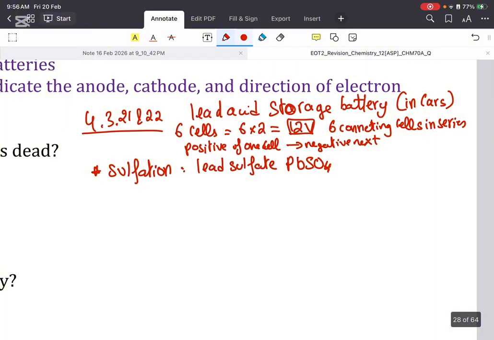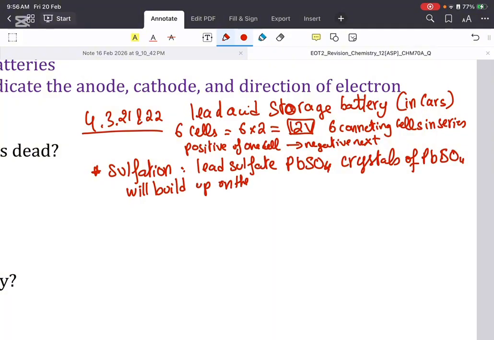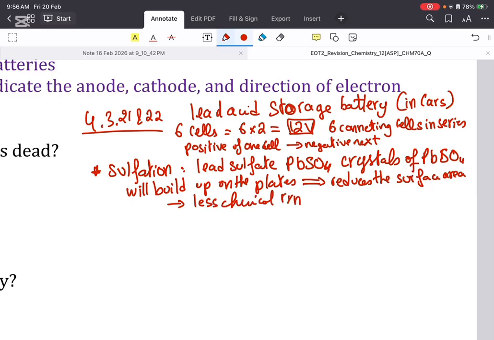So crystals of lead sulfate will start building up on the plates. What does that do? It reduces the surface area of those plates, the cell plates that are operating, and fewer chemical reactions will happen. So it doesn't work well, and it starts dying.